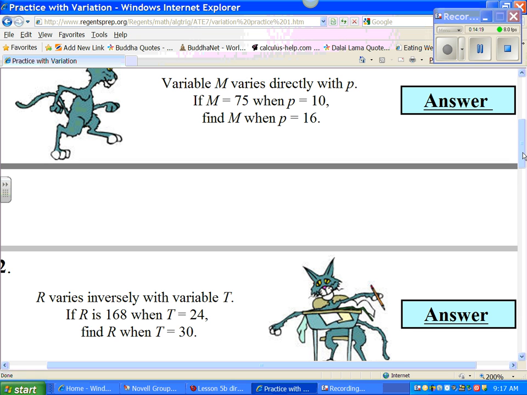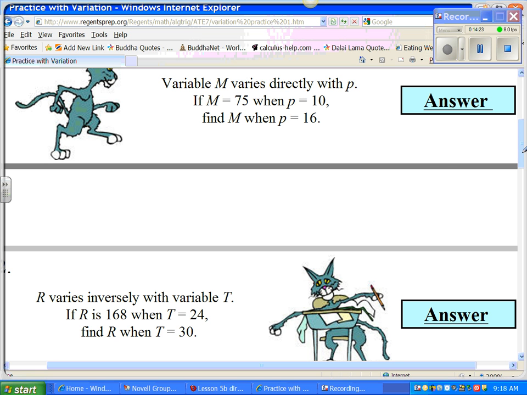All right, so first thing you're going to do is read the problem, obviously. Variable m varies directly with p. If m equals 75 and p equals 10, find m when p is 16. So here's our first step. Varies directly, good. Which means I'm automatically going to write down what?